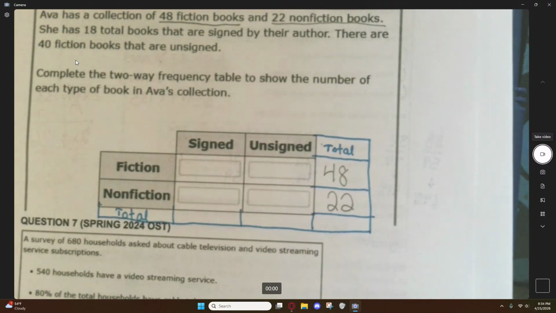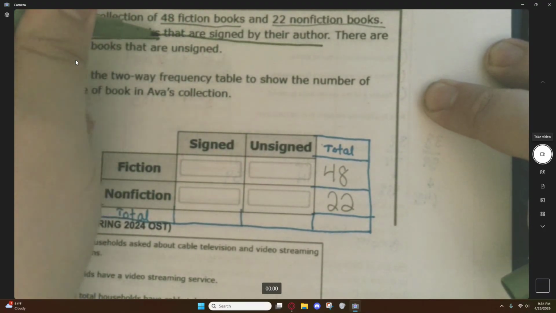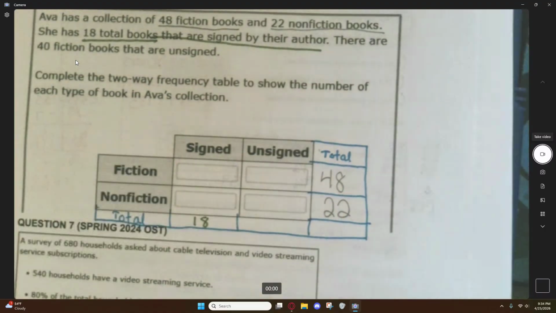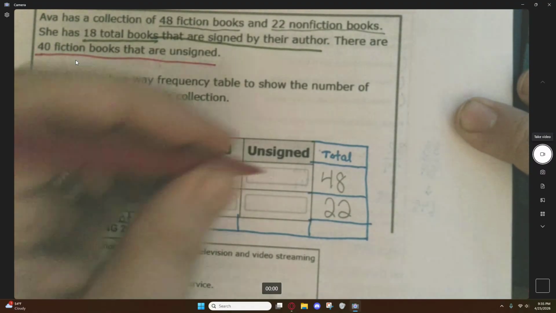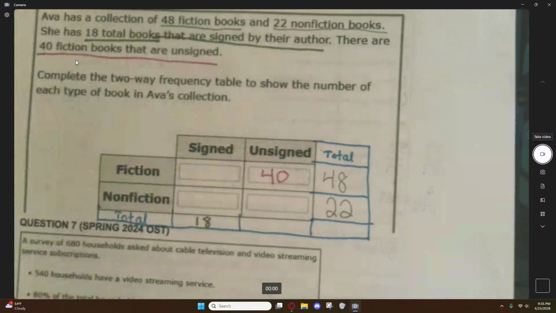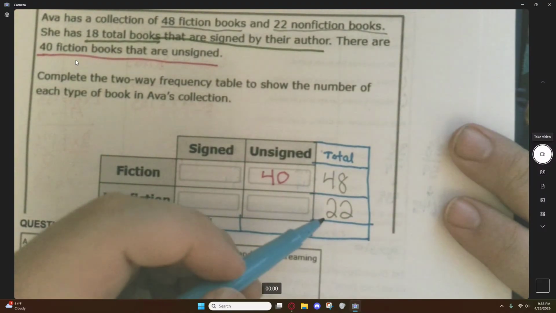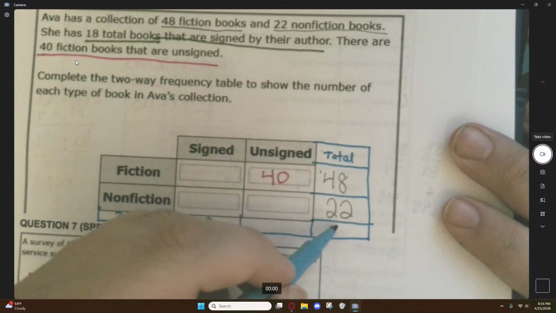She has 18 total books that are signed by the author. So, signed total 18. There are 40 books that are unsigned. 40 fiction books are unsigned. Now we need to fill in the rest of the table. Okay. Well, we can get the total amount of books by doing 48 plus 22. 48 plus 22 is 70.